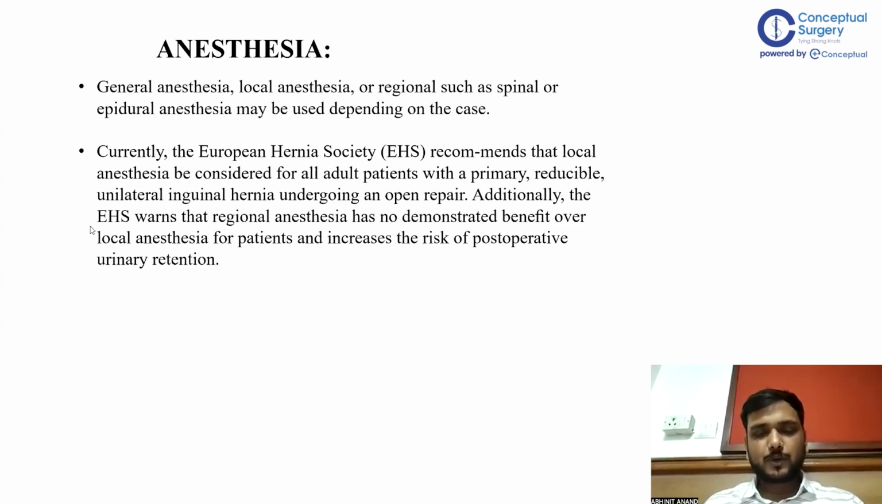Anesthesia for doing the open hernia surgery: we can give general, local, or regional anesthesia for the patient. Currently, the EHS guideline recommends that local anesthesia be considered for all patients with a primary reducible unilateral hernia undergoing an open repair. Additionally, the EHS warns that regional anesthesia has no advantage recorded over local anesthesia for the patient and also increases the risk of post-operative urinary retention.